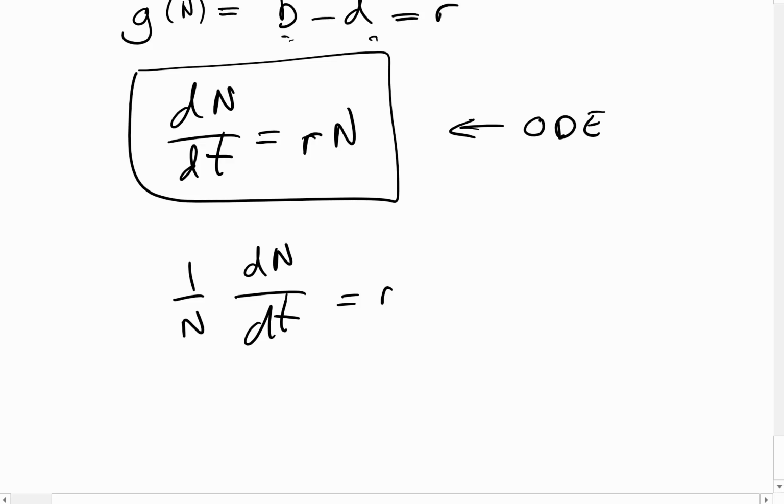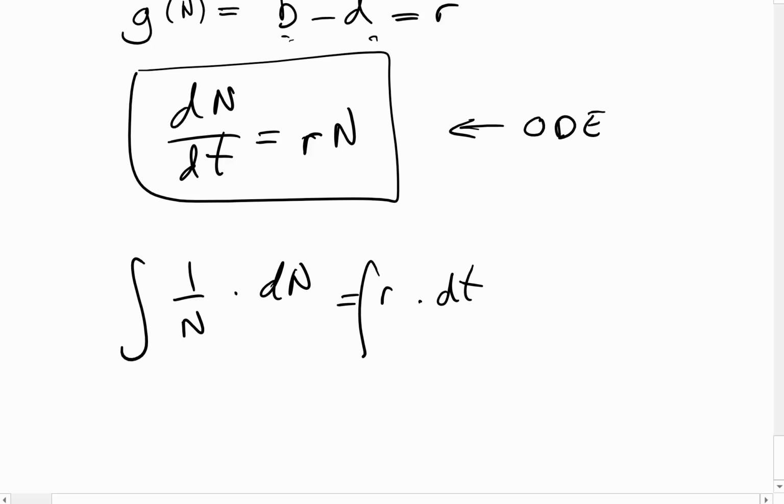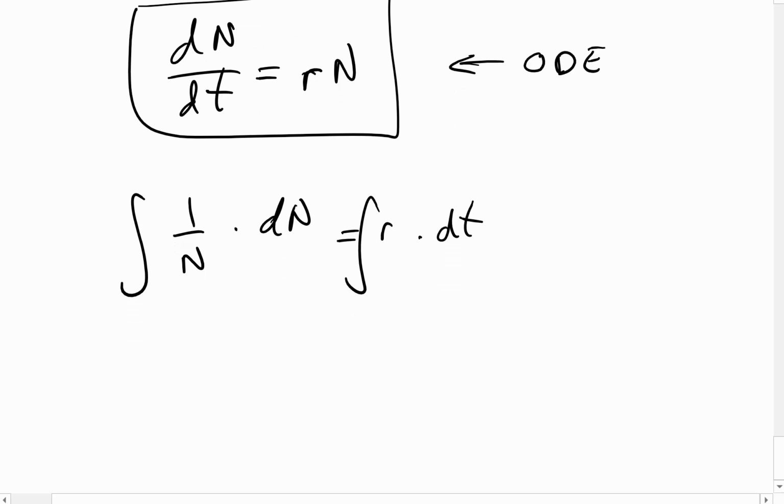Well look, I've still got a dt on the bottom here. So if I multiply by dt, then I'm also going to have to multiply by dt here. So this dt goes away there. That just reduces to 1. So let's just write that out again: dn equals r dt. And then I just integrate both sides. This is just the way that it works. This is something called separating variables.